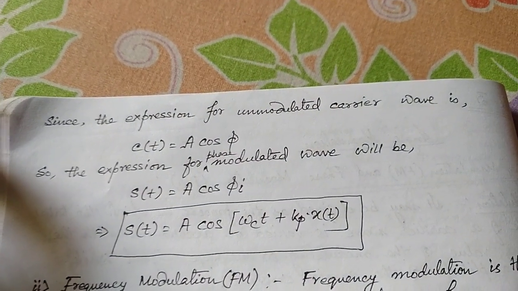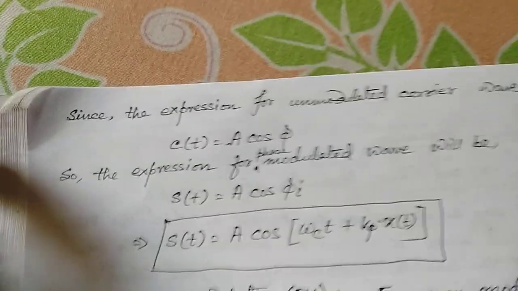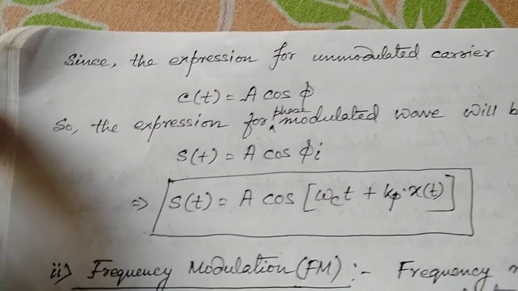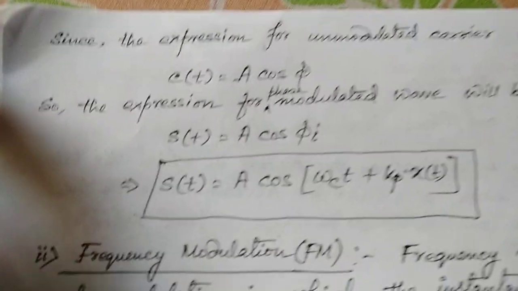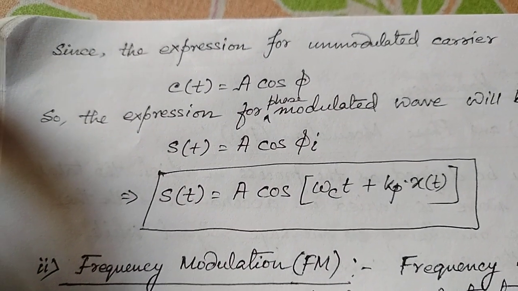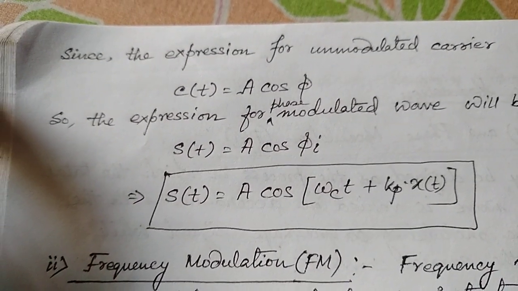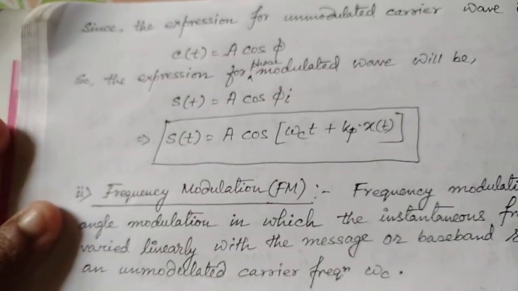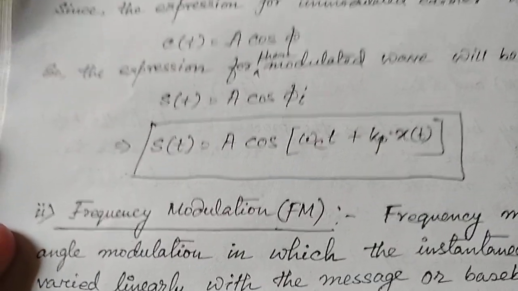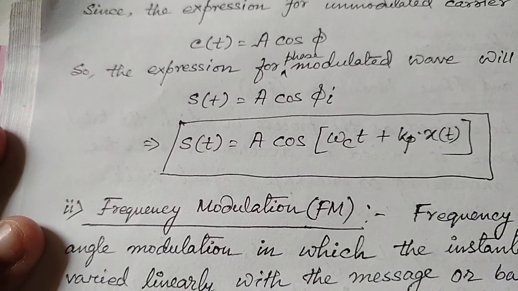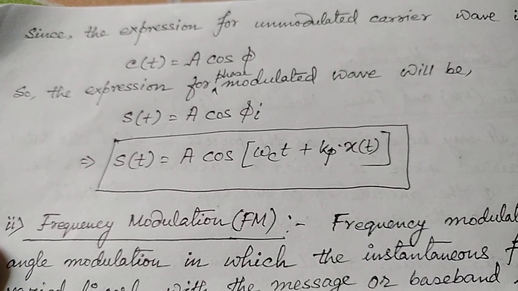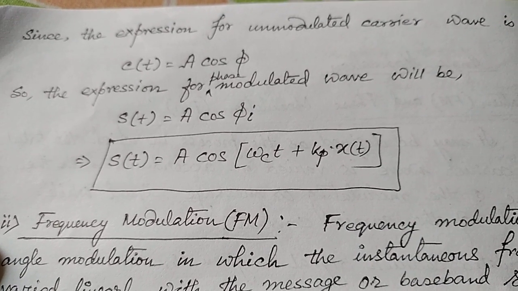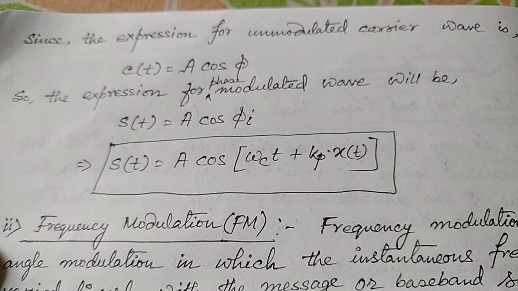However, the expression of the unmodulated carrier wave is c(t) equals A cos phi. So the expression for the phase modulated wave will be A cos phi_i, which is the instantaneous value of the phase angle. So the modulated PM signal can be written as s(t) equals A cos(omega_c t plus k_p x(t)), where k_p is the phase sensitivity, right?